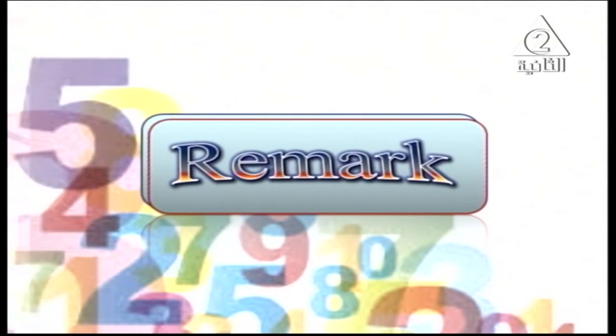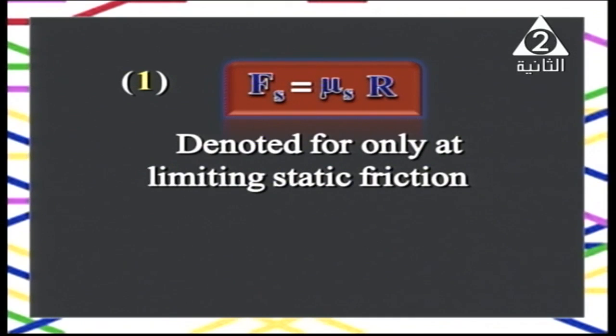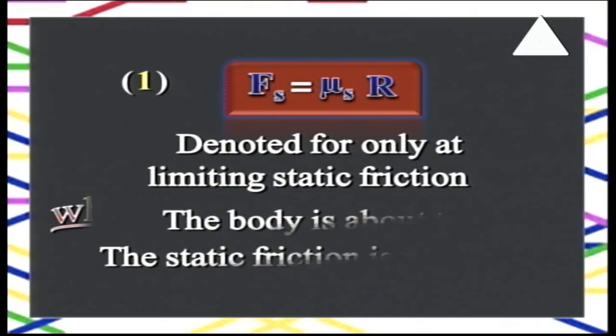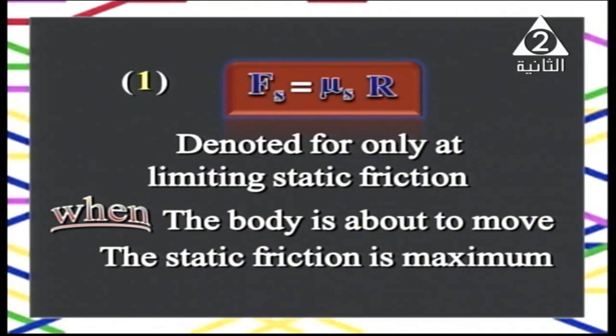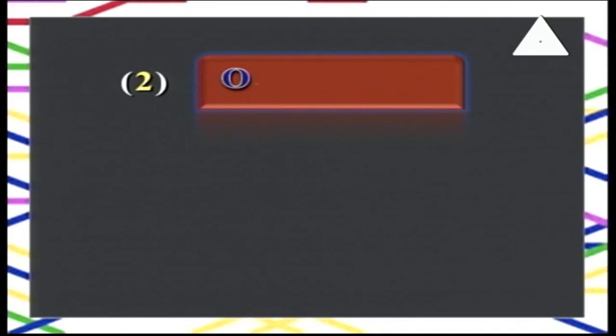The first one is Fs equals mu s times R, denoted only for limiting static friction. The body is about to move, the static friction is maximum. Look at, F must be more than or equal to 0 and smaller than or equal to mu s R.